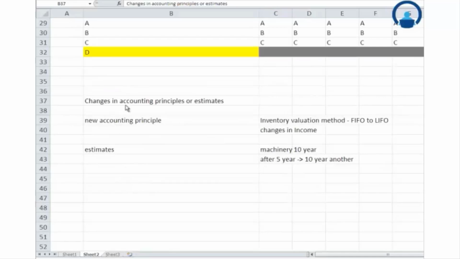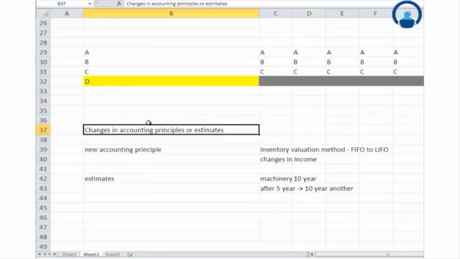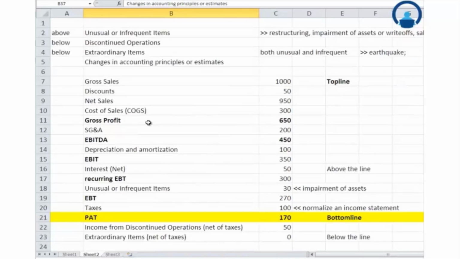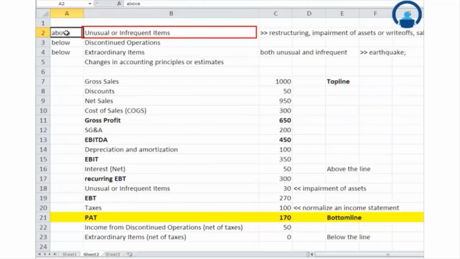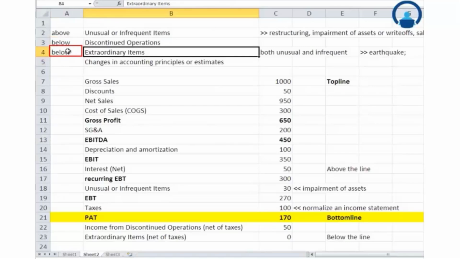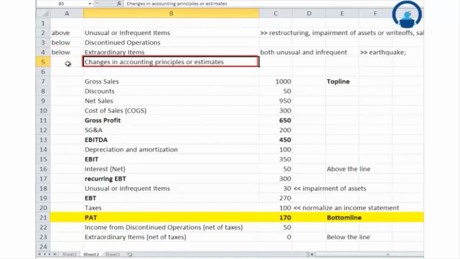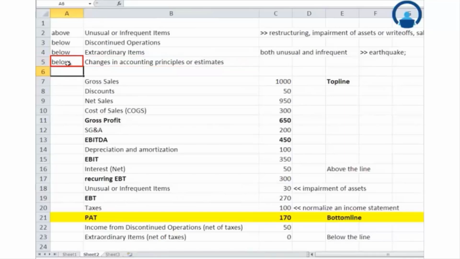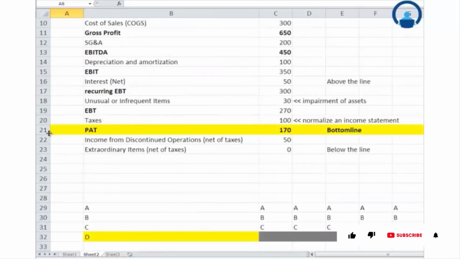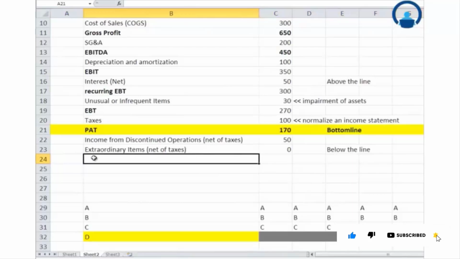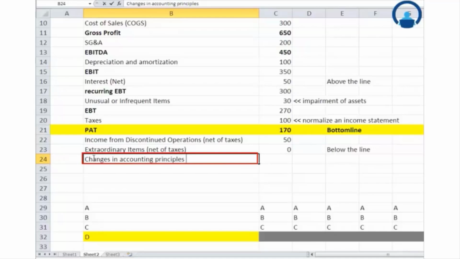Let us now see how changes in accounting principles or estimates are reflected in the income statement. We have earlier noted that the unusual or infrequent items were considered above the line, discontinued operations was below the line, extraordinary items was below the line, and changes in accounting principles or estimates is also below the line. So the line which we are obviously talking about is the profit after tax.